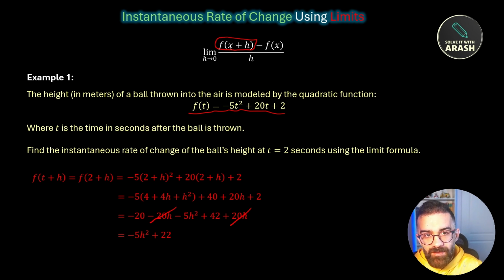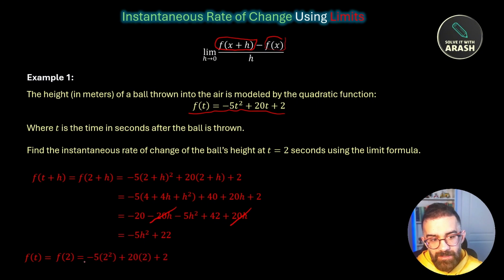Now that we have f of x plus h, the next term to find is f of x, where x is 2. So we need to calculate f of 2. And that's easy to calculate. It's just replace x with 2, and that gives you negative 5 times 2 squared plus 20 times 2 plus 2, which is equal to 22. Now we have these two terms. We just need to subtract, divide by h, and then find the limit.